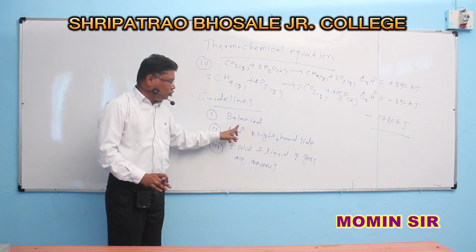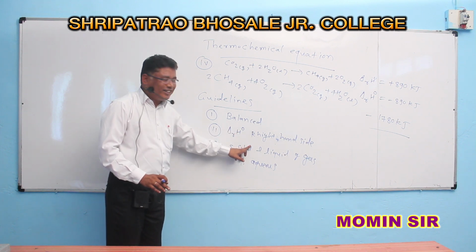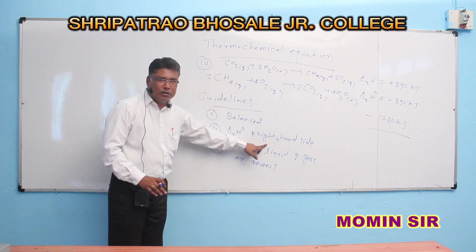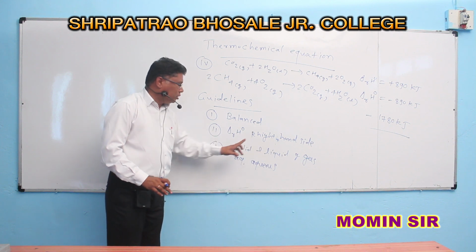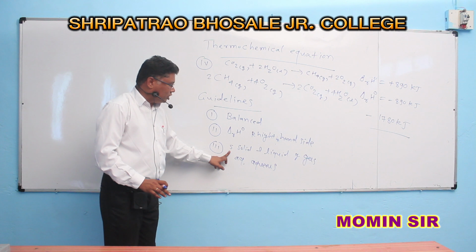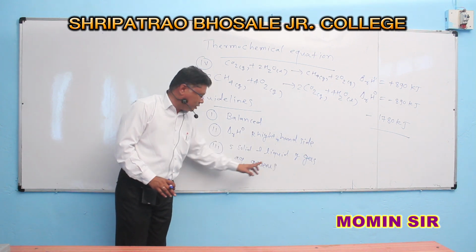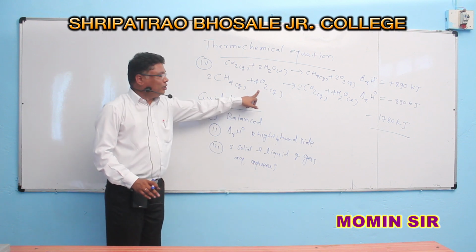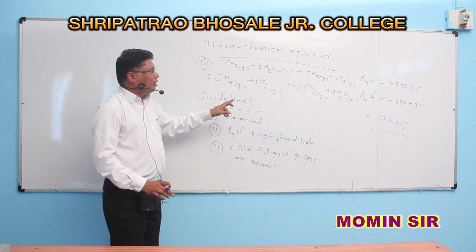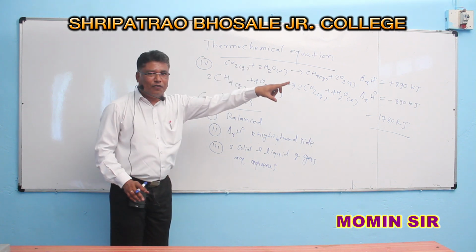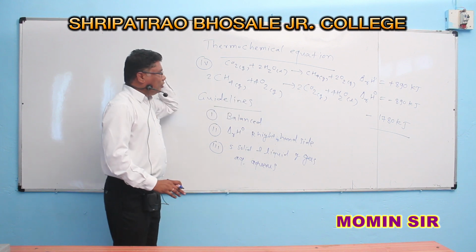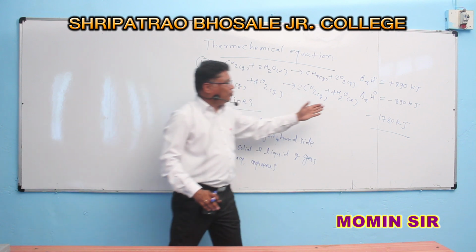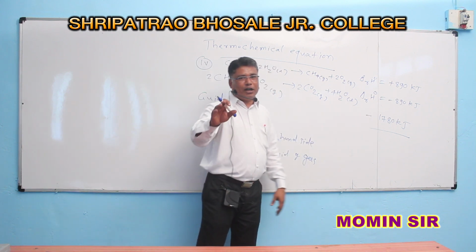First one, the reaction should be balanced. The value of delta H0, that is the standard enthalpy change, should be written to the right hand side. The symbols S for solid, L for liquid, G for gas, and if the aqueous state is there, that should be written for each reactant and product. Another point is that whenever the reaction is reversed, the sign of delta H is also reversed. Whenever we multiply the thermochemical equation by a suitable coefficient, we must multiply the value of delta H also.